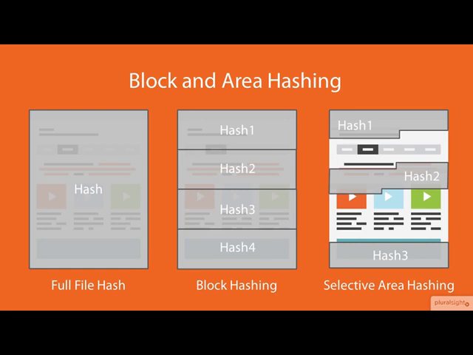This can be important for determining if a critical section of the file has been modified, new information has been appended or prepended to the file, or just a timestamp in the file's header has been updated. Not all hashing tools support selective area file hashing, but one hashing tool, including Kali, does.